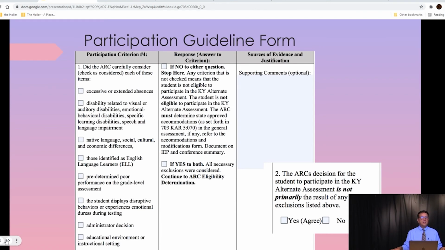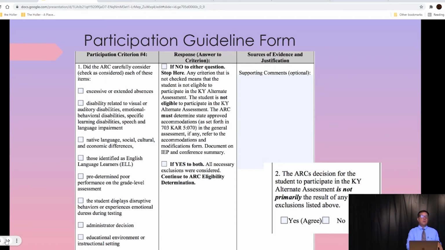Did the student display disruptive behaviors or experience emotional duress during testing? Did the administrators just make this decision? Was this something that was done without much or careful consideration? And then the educational environment or instructional setting, was it something that would keep the student from progressing the way they need to progress? And then you would document your supporting comments. The ARC decision for the student to participate is not primarily a result of any of these exclusions listed above.